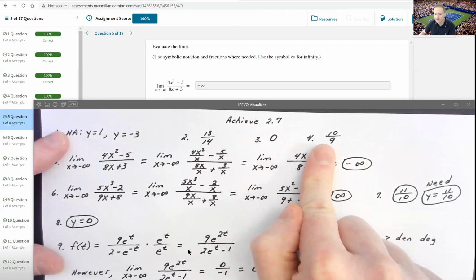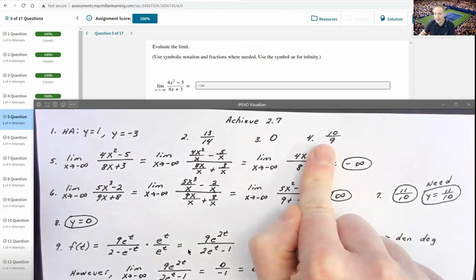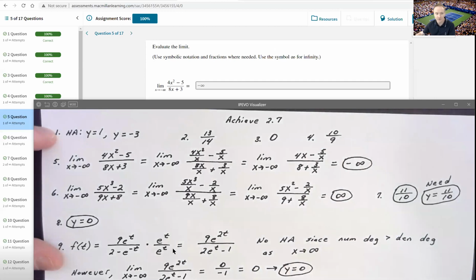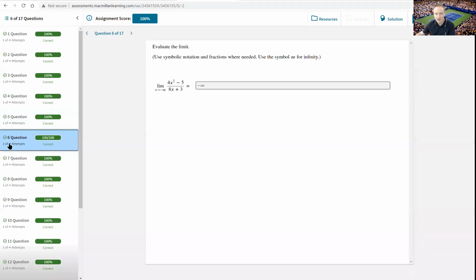So what's the rest of it? You would have 4 times a number approaching negative infinity divided by 8. So essentially you have 1/2 of negative infinity. 1/2 of negative infinity, still negative infinity. Thus, that's the answer for number 5. Now you're thinking, well, hey, these problems aren't bad at all. They're really not.